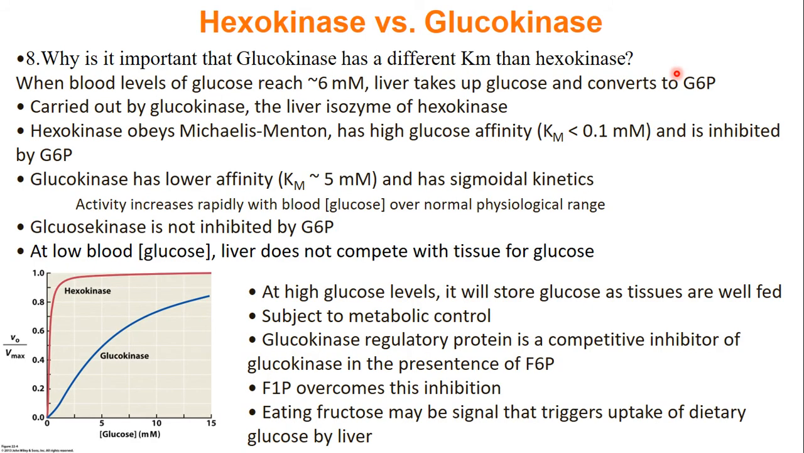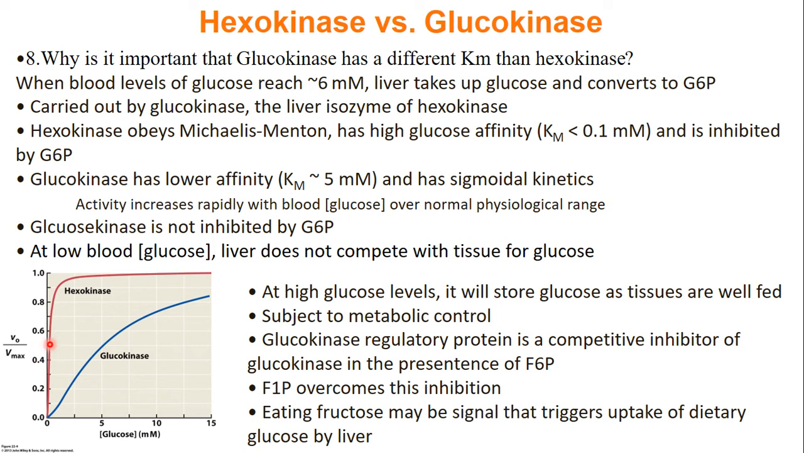Why is it important that liver has glucokinase? Or I guess the question, why is it important that glucokinase has a different KM than hexokinase? Another way I could ask is, why is it important that liver has glucokinase rather than hexokinase? First, let's define what these two enzymes do. They do the first step in glycolysis, glucose to glucose 6-phosphate.